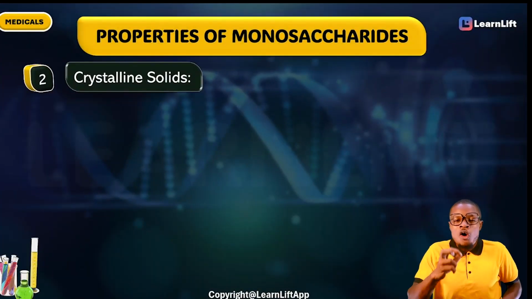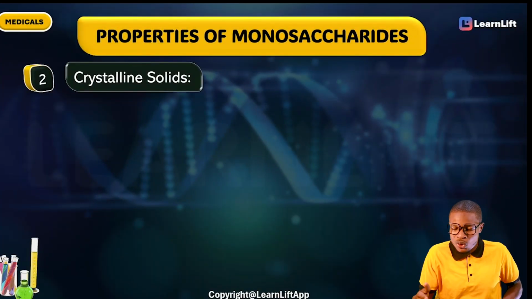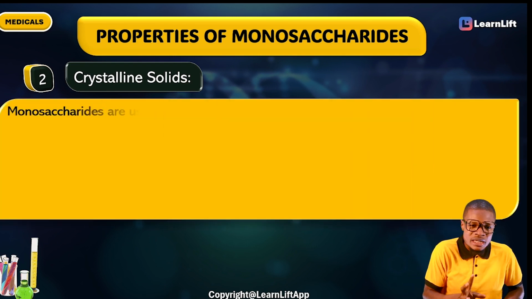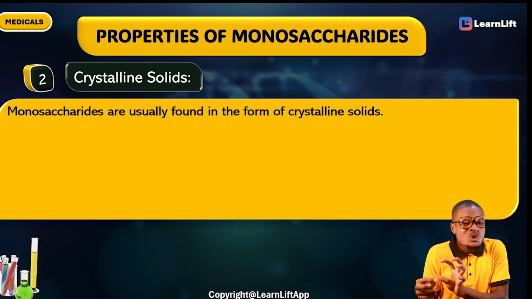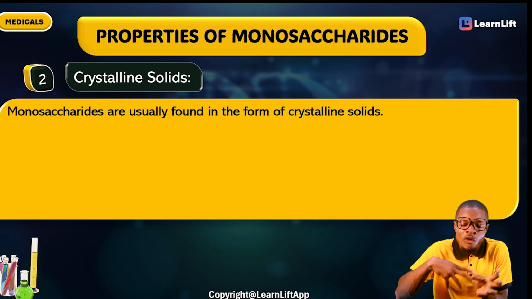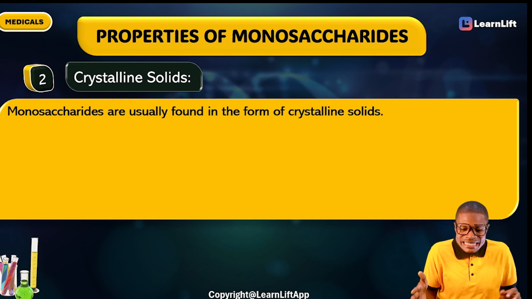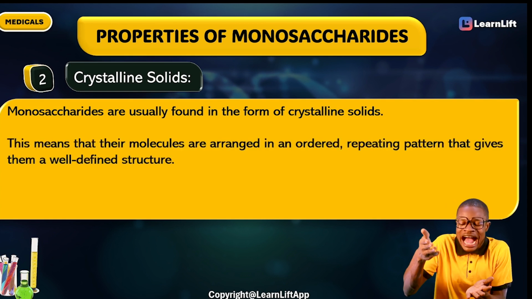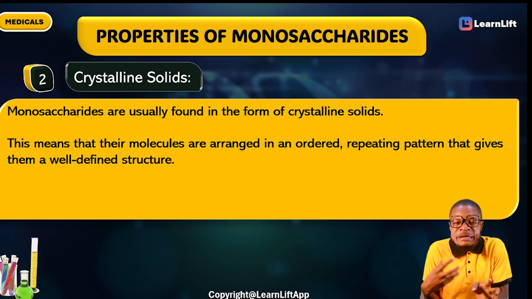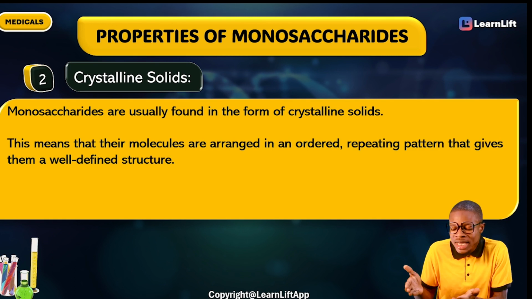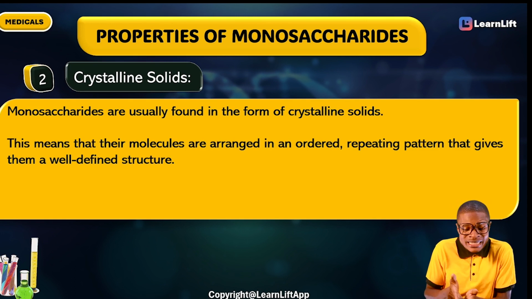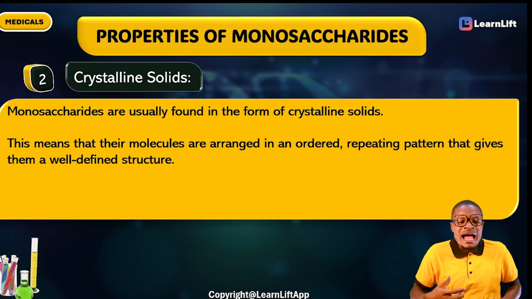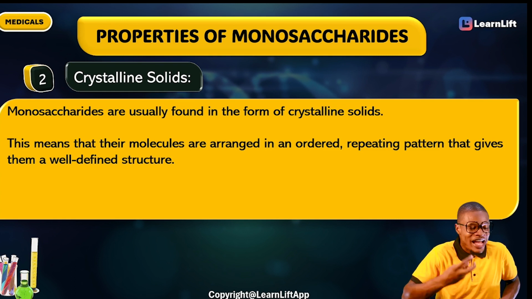Second property of your monosaccharide is that they are crystalline solids. So are they solids? Yes, but what type of solids are they? Crystalline. Know that monosaccharides are usually found in the form of crystalline solids. By crystalline, it means they have shape, they have morphology. This means that their molecules are arranged in an orderly repeating pattern, meaning that they have a pattern in which they are repeating themselves or in which they are organized or arranged. And this is what gives them a well-defined structure.